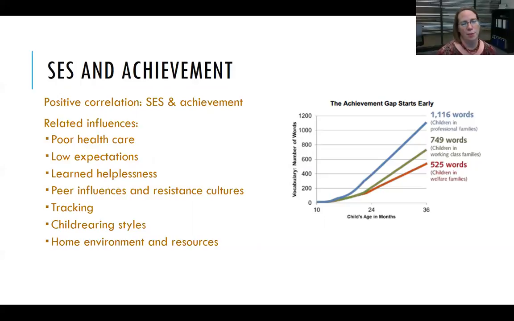So I just wanted to point out real quick, this achievement gap starts early. So 525 words for children in welfare families versus 1,116 words for children in professional families. And really what that boils down to is the children in the welfare families tend to come from families that don't have a lot of education. And so the parents themselves just don't have huge amounts of words to draw from. And so that becomes a limitation, and also probably not enough time to spend with their children, depending.